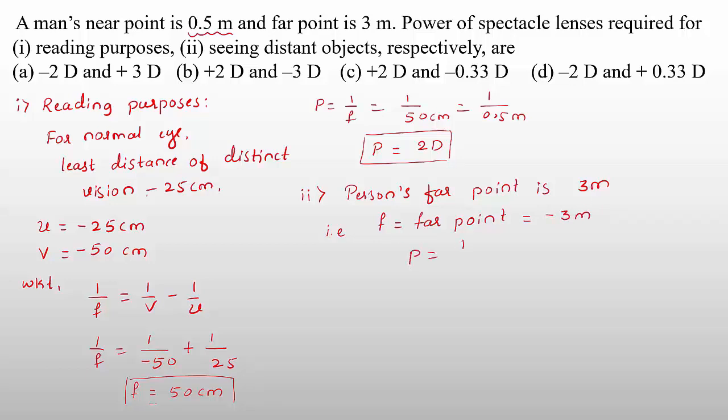Then we have the equation P equal to 1 by f. So P equal to 1 divided by f, whose value is minus 3. So 1 by minus 3. So the answer is minus 0.33 diopter. So this is the second case, that is the power of spectacles to see the distant objects. So the power of spectacles in both cases we got 2 diopter and minus 0.33 diopter, that is option C is right.